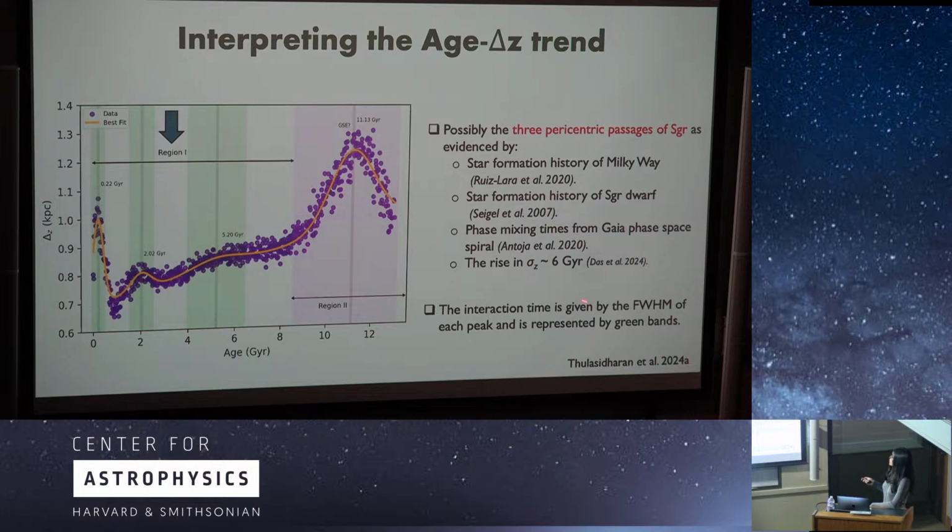In addition to that, there is a recent study by Das et al. where they also found an increase in the vertical velocity dispersion of the stars which are born around 6 gigayears. So that is also consistent, and they interpreted that as the first pericentric passage of the Sagittarius dwarf. So that is also consistent with what we see here in the data.